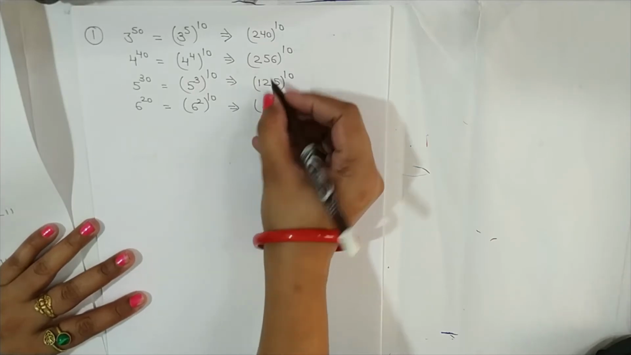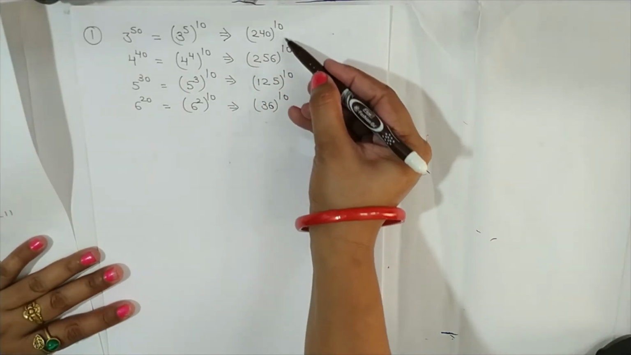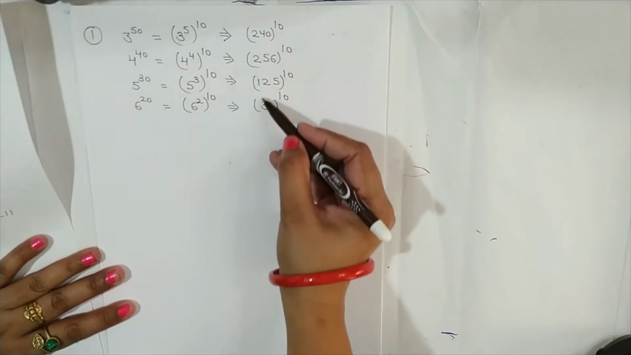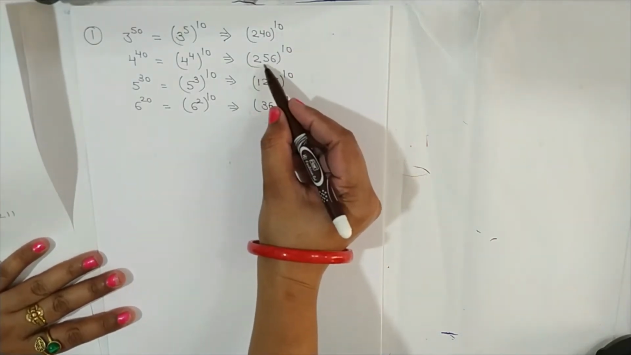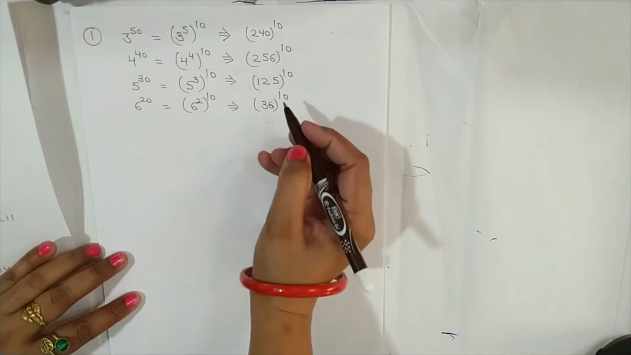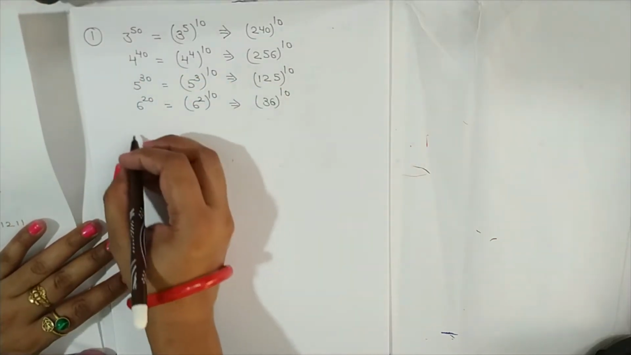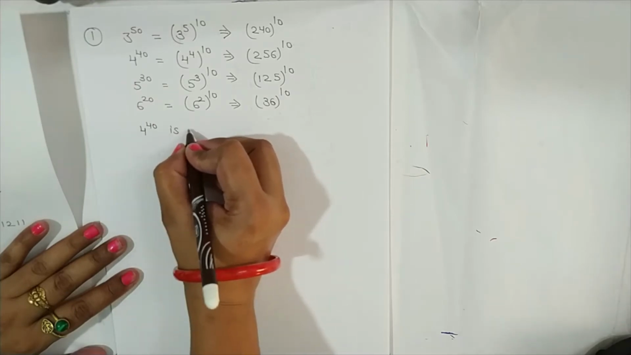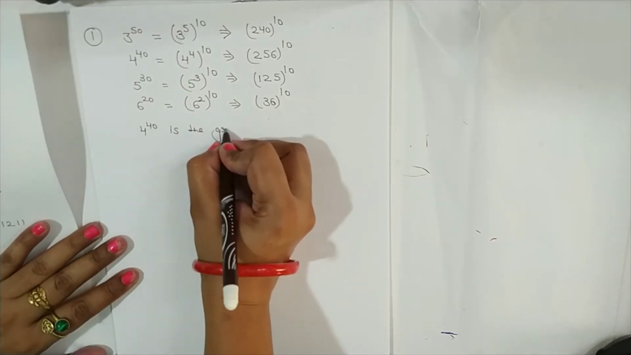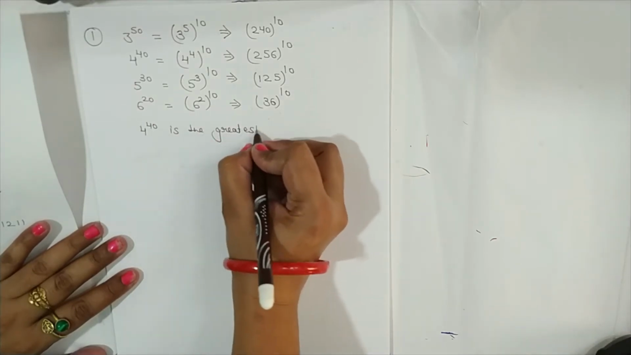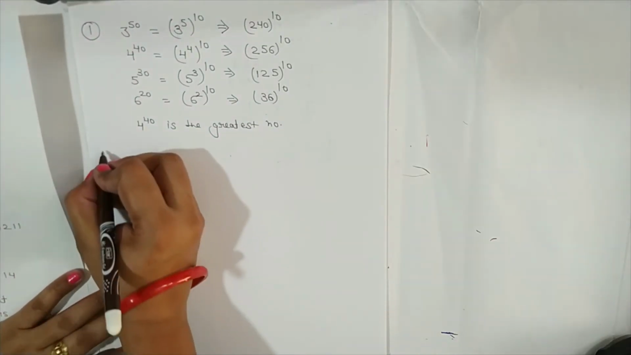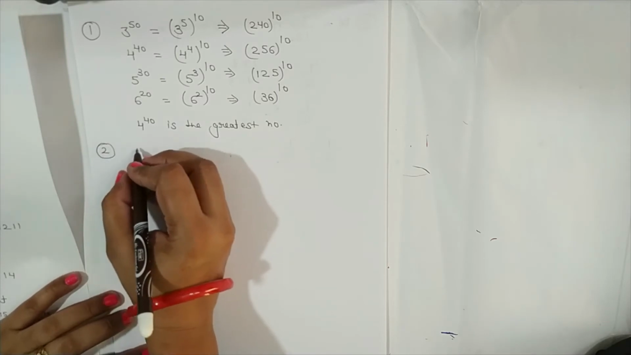Now you can see that the powers are equal. Now you have to compare the base. So which one is greatest? Yes, 256 to the power 10 is greatest. So we can say that 4 to the power 40 is the greatest number. Okay.